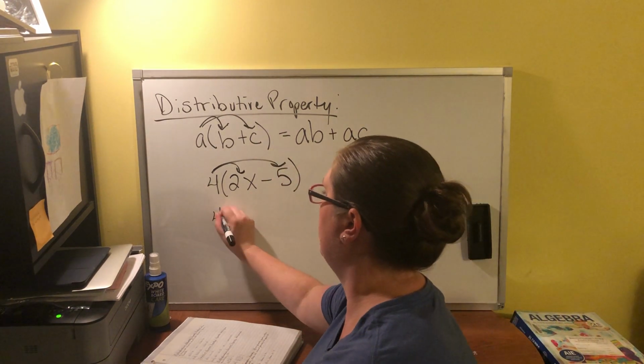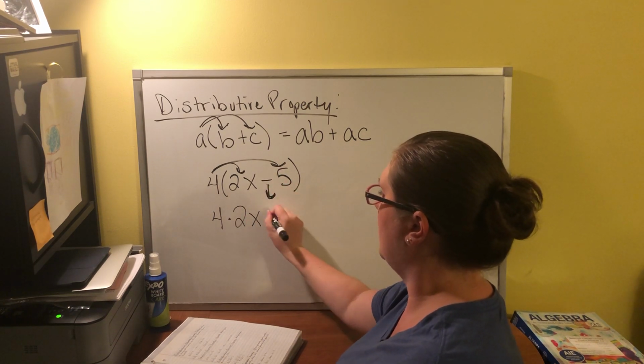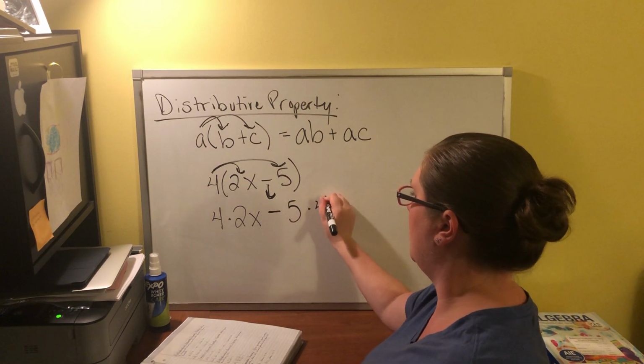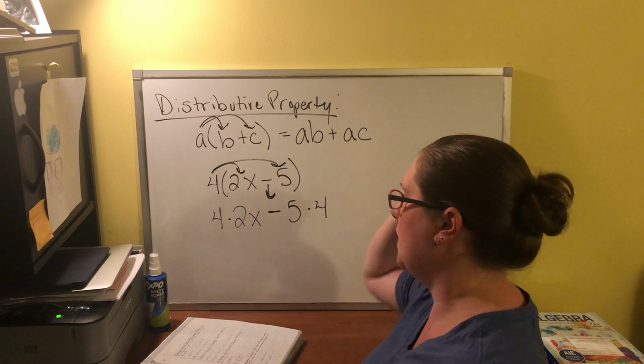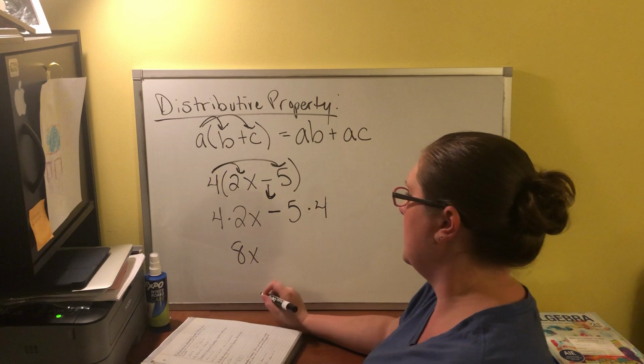So I now have 4 times 2x. We're going to bring down this time, we have subtraction in the problem. And I have 5 times the 4 out in front. So I would simplify 4 times 2x. Well, I can multiply 4 times 2 to get 8, and I keep the x.